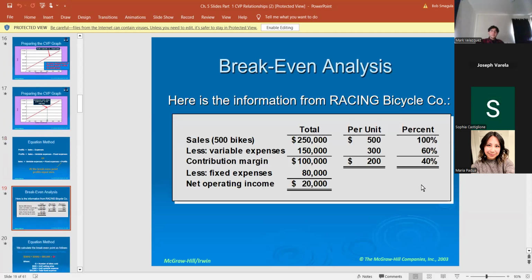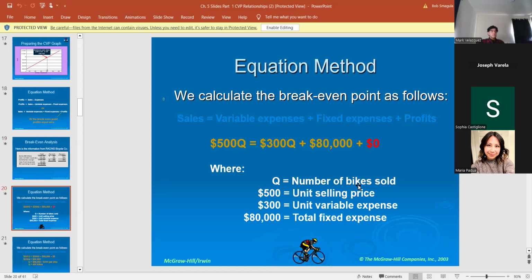Here is the information from Racing Bicycle Company. Here they sold 500 bikes. We know the break-even is 400. Well, they make 200 per bike, right? And they sold 500, so that's 100,000 on the contribution margin line minus the fixed expenses for net operating income. Now they're talking about the equation method, and we really do need to get familiar with this, not so much for this chapter, but going forward.